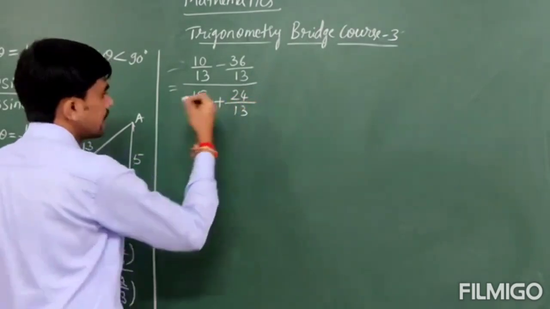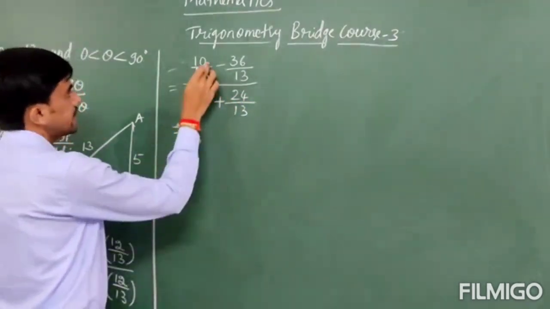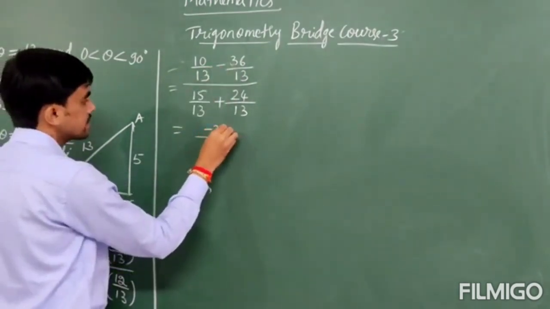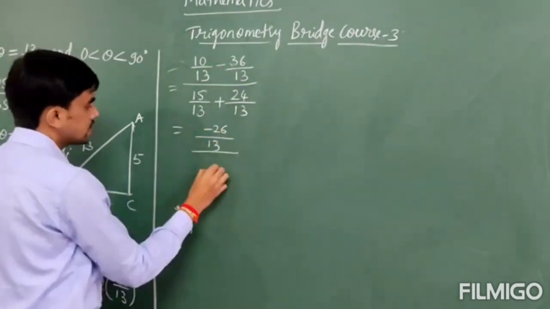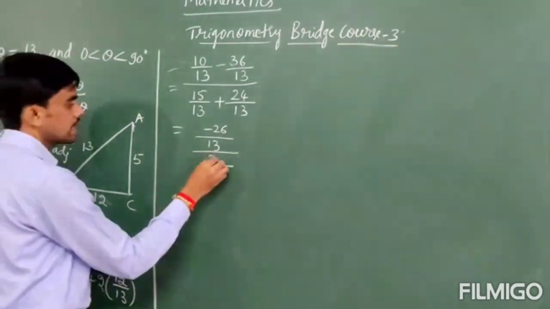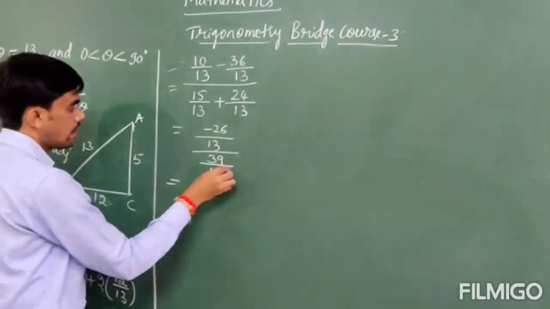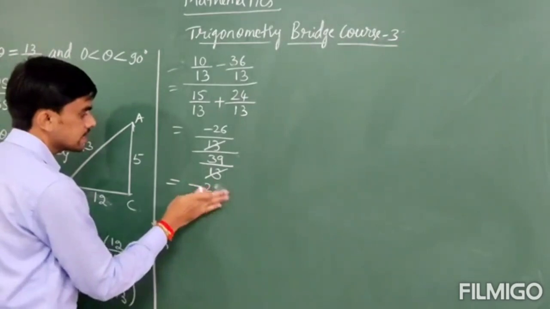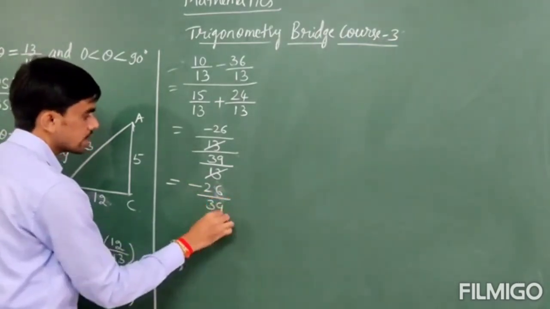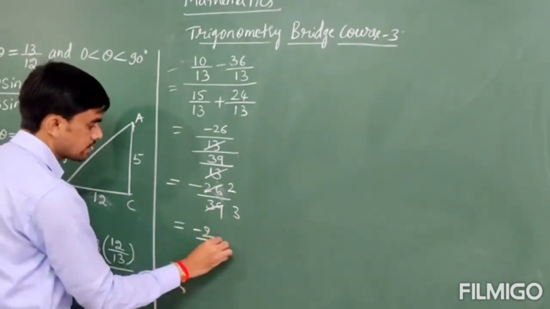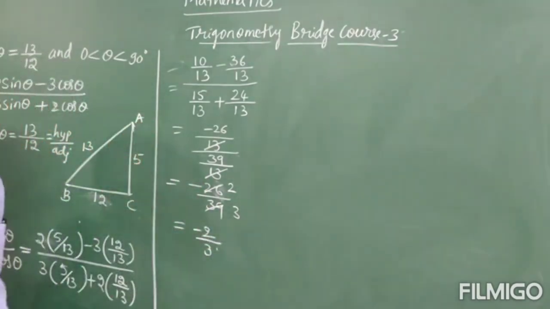10 minus 36 is minus 26 by 13. Here also the LCM is 13, so 15 plus 24 is 39 by 13. The denominators 13 cancel, giving minus 26 by 39. Cancelling by 13, the answer is minus 2 by 3. So our answer is minus 2 by 3.